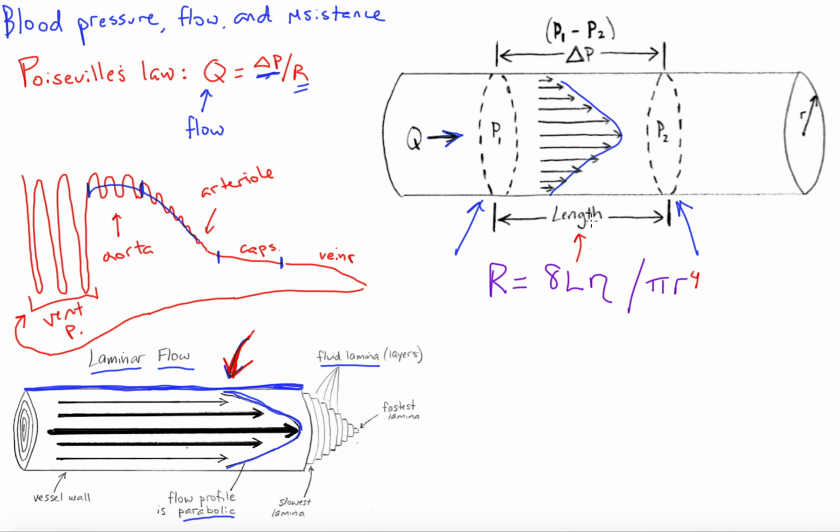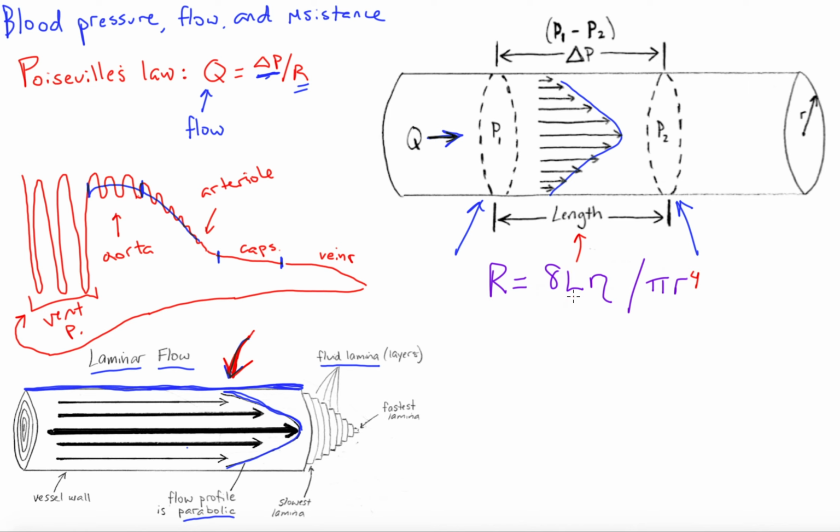Aha, we're back to directly and inversely proportional. So L and eta are directly proportional to resistance, while pi and r for radius are inversely proportional. Okay, and this is a one-to-one relationship here.